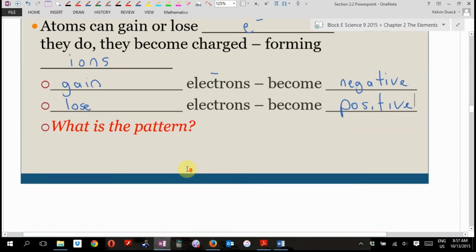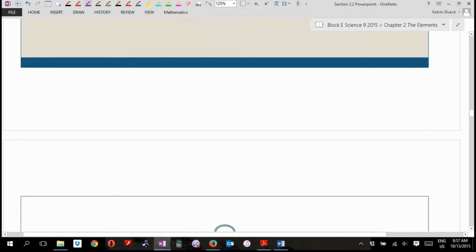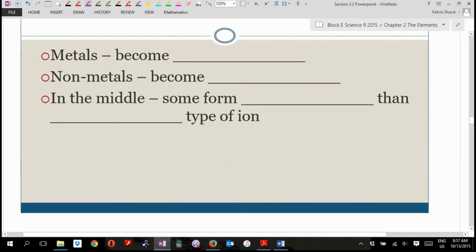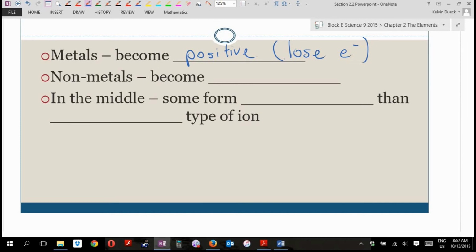Okay? So what's the pattern? Metals become positive, which means they lose electrons. And again, this is tricky, Brian, because people want to think, well, if you're losing, isn't that smaller? Isn't that negative? It's because electrons are negative to begin with. When you lose negatives, you become positive. This is like that whole minus minus is a plus that you learn in integers.